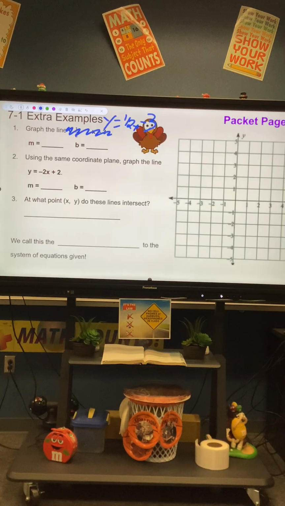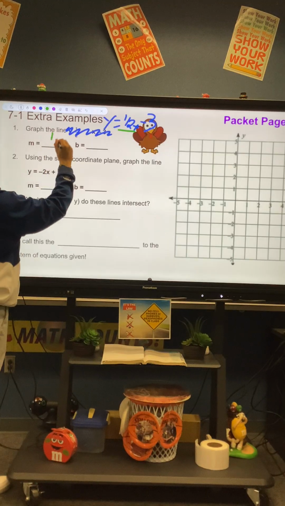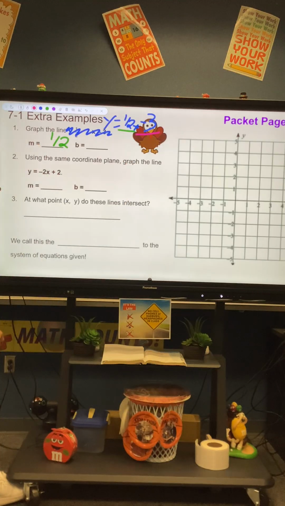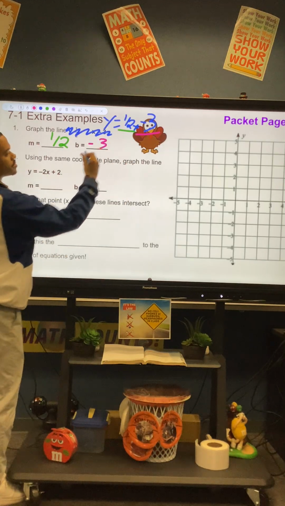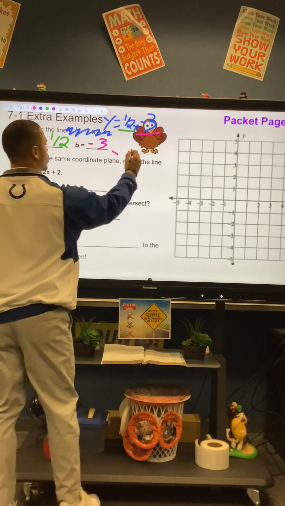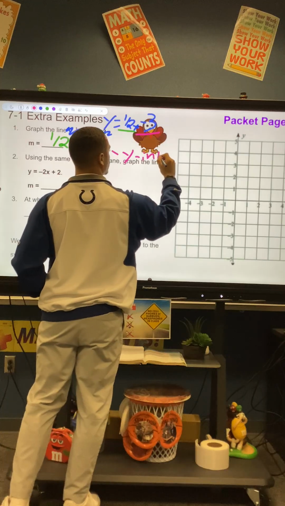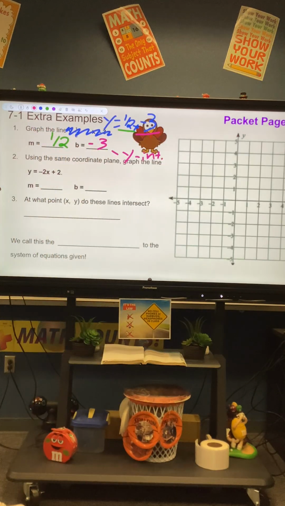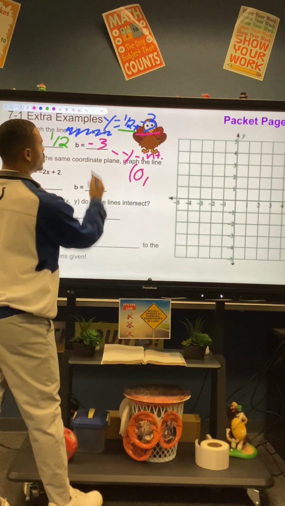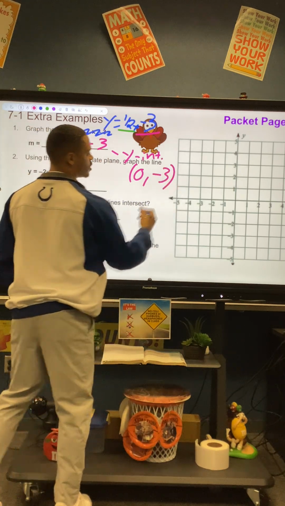So my m value is what? What's this number attached to my x? So what's my b value then? Yeah, so it's supposed to be a -3. So when I graph, -3 tells me my y-intercept, right? And remember, my point for x is 0, which means my point for y is a -3.